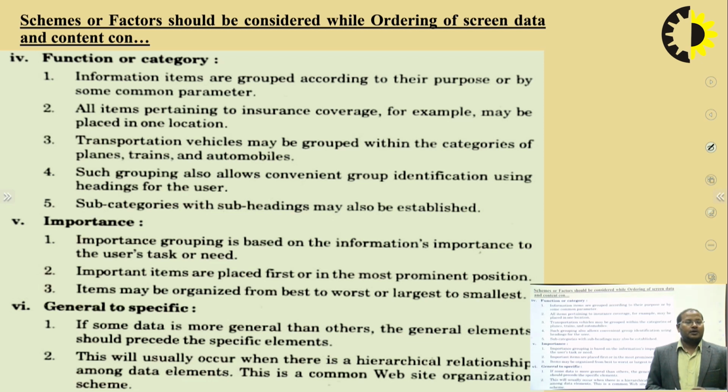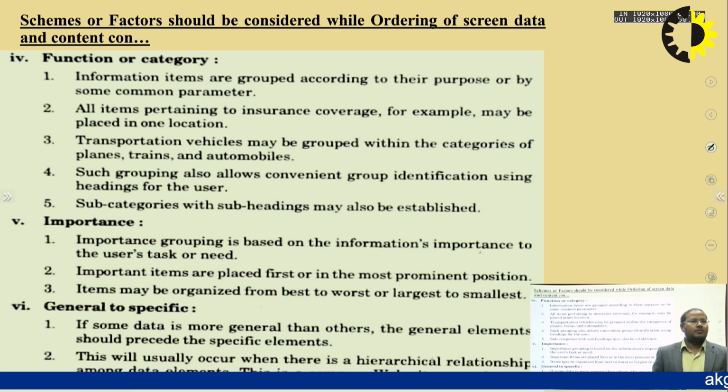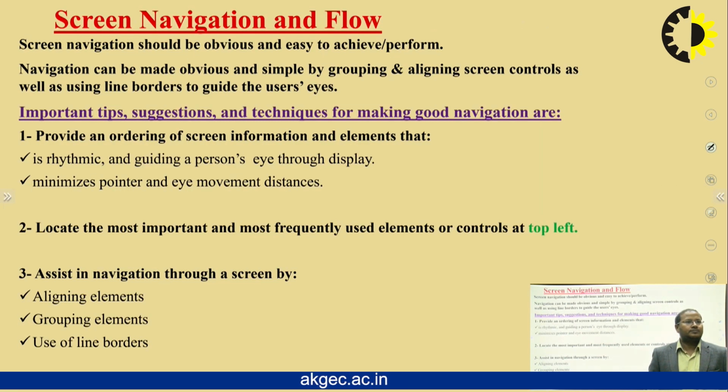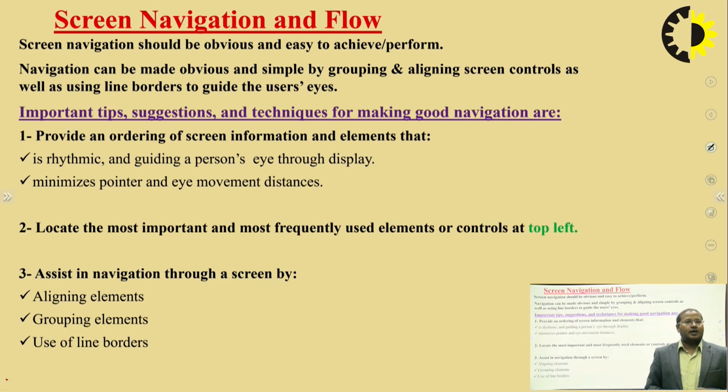General to specific. We should first show the general information. By using these considerations, by using these schemes, we can order the screen data and content in a very good manner. Now, screen navigation and flow. Screen navigation should be obvious and easy to perform. Suppose I am opening a screen and I want to move to another screen. So screen navigation is very important so that I can easily move from one screen to another screen. And flow is also very important because screens are connected to each other.